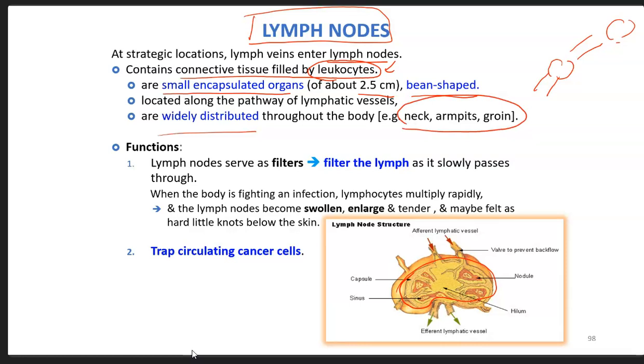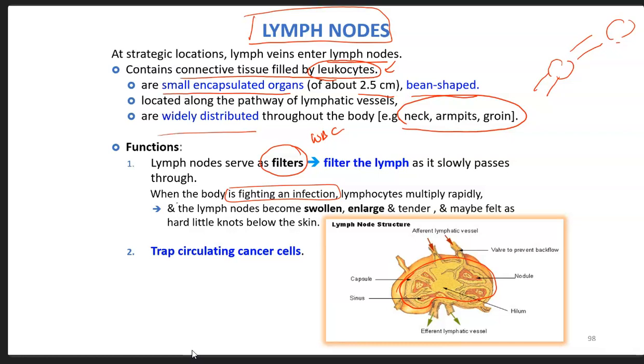Okay, so function of the lymph nodes is to serve as filters. Kenapa filter? Sebab dia ada white blood cell. Filter from what? From pathogen, for example. Okay, so filter the lymph as it slowly passes through. So when the body is fighting an infection, you are infected by certain virus, for example, or certain bacteria, foreign substance that enters into your blood and gets into your lymph as well. So the lymph that contains all these pathogens will pass through the lymph node that has the white blood cells.